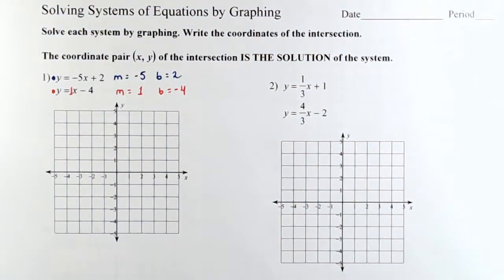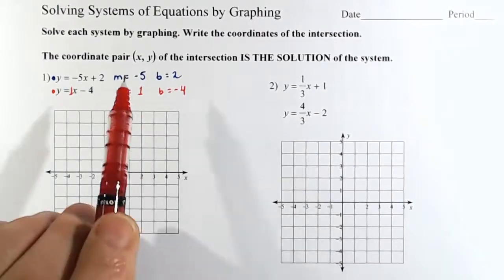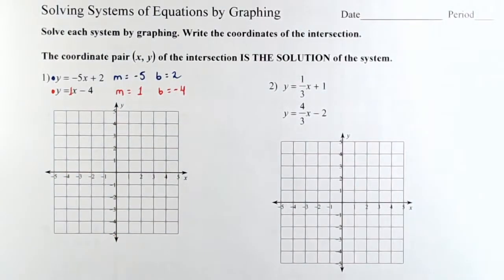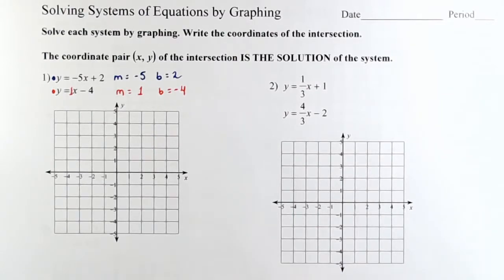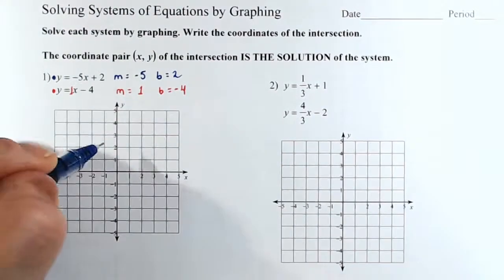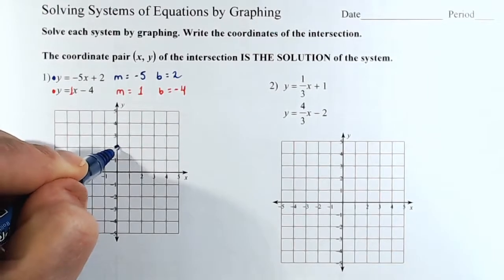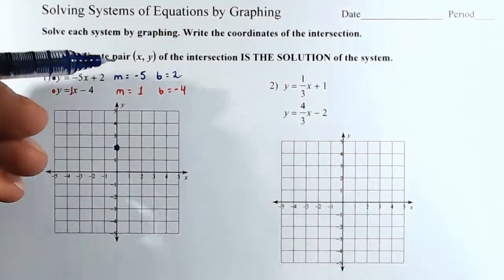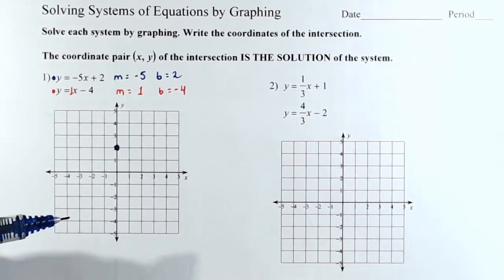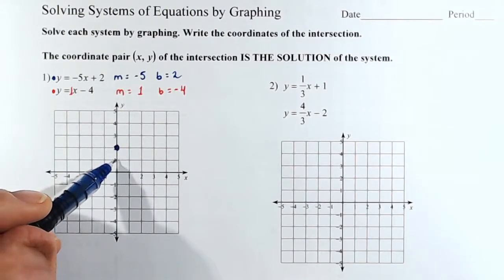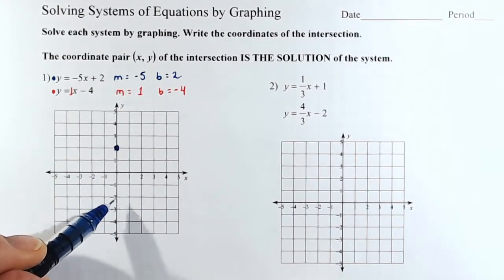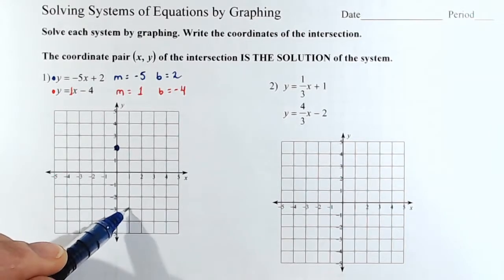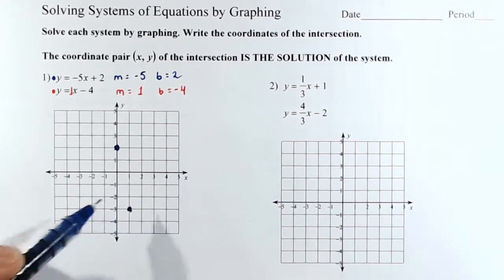Well, are these going to be parallel or identical? No. Different slopes, different y-intercepts. They're definitely going to cross somewhere. Well, let's just plot them in. So I start at the y-intercept of 2. Remember, on the y-axis, I find 2 and I put a dot. And now I have a slope of -5. So it's a negative slope. That means I go down 5 points and over 1 point. Down 5: 1, 2, 3, 4, 5, over 1. Okay, so there's a point right there.